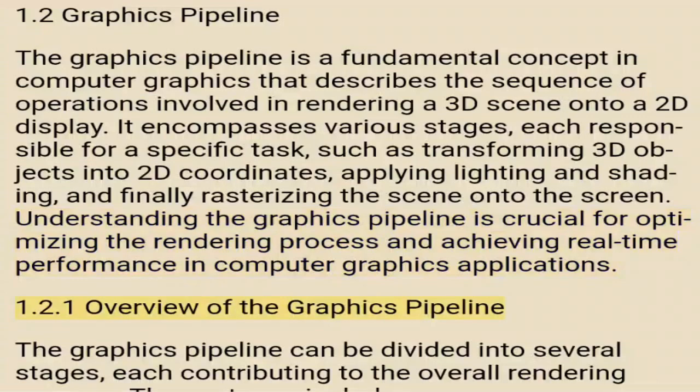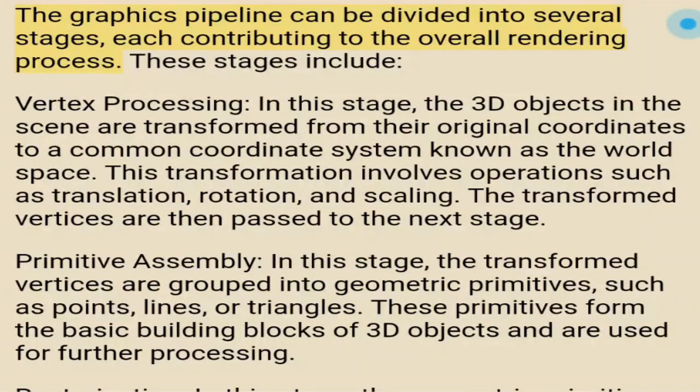1.2.1 Overview of the graphics pipeline. The graphics pipeline can be divided into several stages, each contributing to the overall rendering process. These stages include vertex processing. In this stage, the 3D objects in the scene are transformed from their original coordinates to a common coordinate system known as the world space. This transformation involves operations such as translation, rotation, and scaling. The transformed vertices are then passed to the next stage.